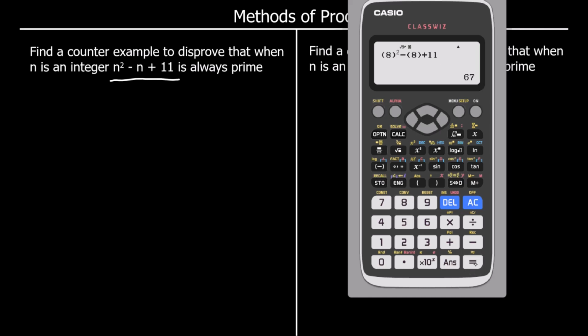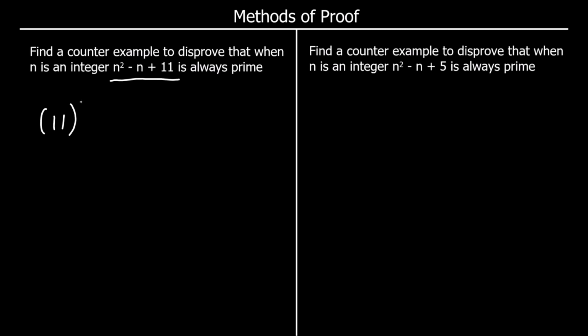So 8 squared minus 8 plus 11 is 67, which is prime again. How about 9 squared minus 9 plus 11? 83, which is prime again. 10 gives 101, that's prime. 11 gives 121, there we go. So if I press shift fact, it's 11 squared. So 11 squared minus 11 plus 11 is 121.